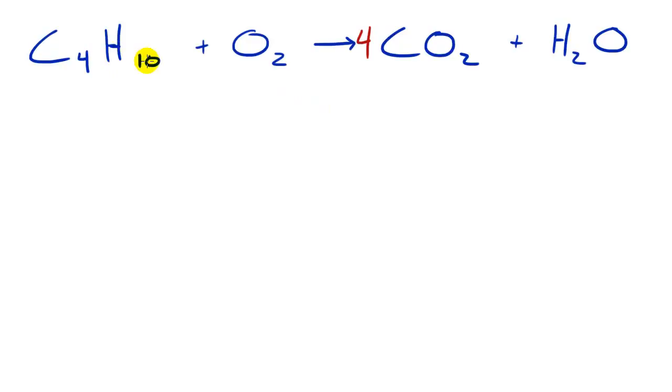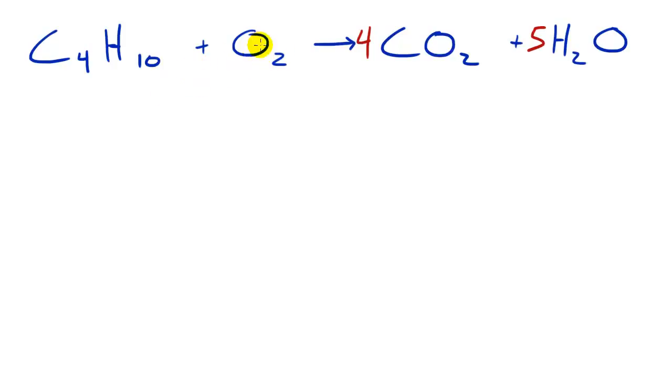We have 10 hydrogens on this side and only 2 on this side. So how can we fix that? We just need to add a coefficient of 5 right there. So basically we end up with more carbon dioxide, more hydrogens, but the chemical reaction is still valid. 1 more to go.